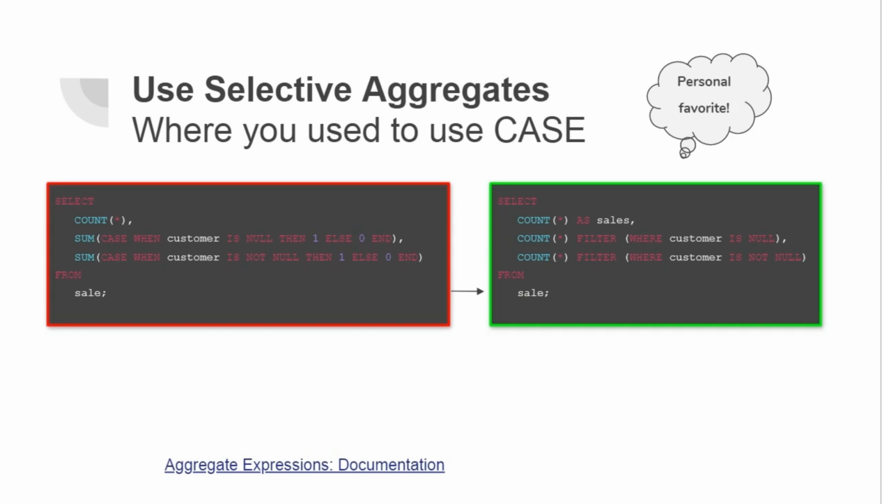Now, there's one thing you need to make sure of: on the left side, sum is going to be 0 if there are no unknown customers. On the right side, on the other hand, if there are no rows that satisfy the filter, the result of this can be null. So on the right side, you need to handle the case where count filter where customer is not null is null. So what you can do is wrap this in coalesce, like the null handling we've seen before, okay?